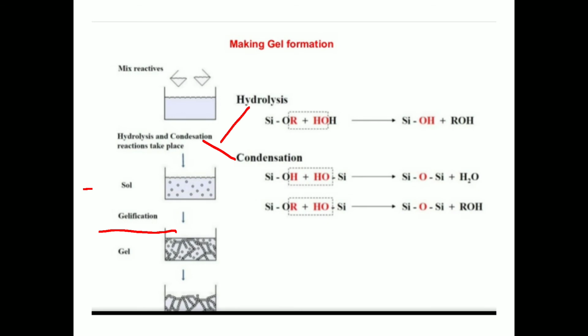Now in the hydrolysis process, Si-OR reacts with water, H2O, ROH, that is alcohol, is removed, and there is the formation of Si-OH, that is silicon hydroxide. Then the silicon hydroxide of the first molecule reacts with the second, and there is the formation of Si-O-Si plus H2O. It is the condensation process. In the second, Si-OR reacts with Si-OH, and there is also formation of Si-O-Si plus ROH. This method is usually used to prepare oxide materials.